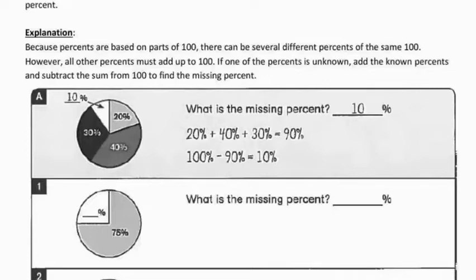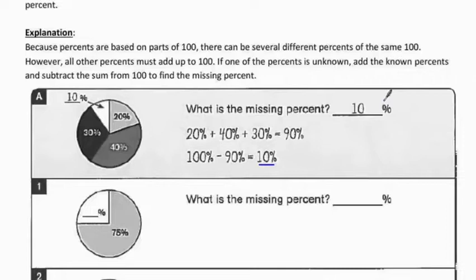If one of the percents is unknown, add the known percents and subtract the sum from 100 to find the missing percent. So a circle graph is a 100% circle, so we know the percents are out of 100. We can look at the pieces that we know and subtract from 100 to find the pieces that we don't know. In example A, what is the missing percent? Well, we know there's 20, 40, and 30, and we know in total they should be 100. So 20 plus 40 plus 30 is 90, and 100% minus 90% gives us 10% for the missing percentage.